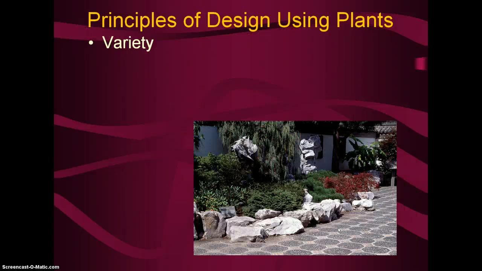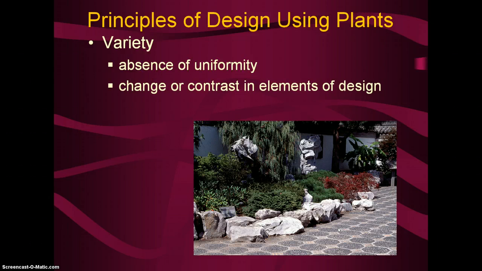The corollary, or the opposite of this in some ways, is the next principle, which is the whole idea of creating variety in your landscape. So it is the absence of uniformity or repetition. And this means you change or contrast the elements of design that we've been discussing.